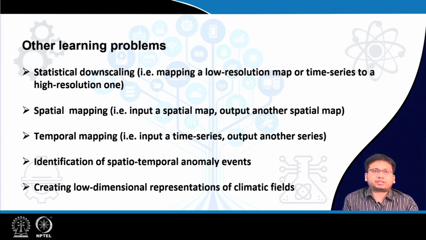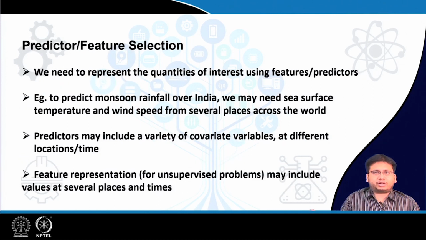Then there is the task of identification of spatiotemporal anomaly events, and finally the task of creating low dimensional representations of climatic or other fields in earth sciences. In our previous lecture we already talked about why it is often necessary to create a discrete or low dimensional representation of the data, to make it more comprehensible, and also to identify specific structures in the data which might be difficult to identify in the raw data.